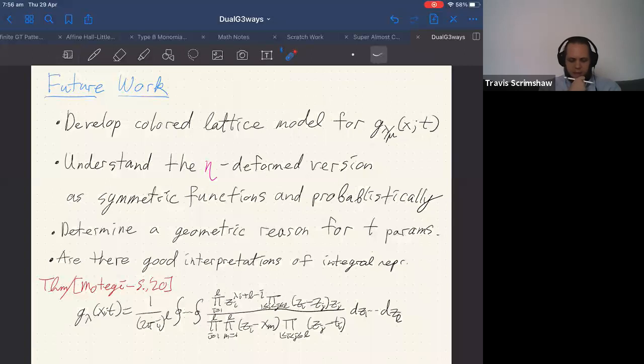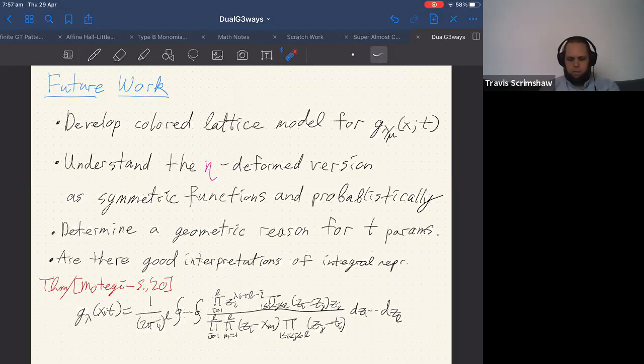And once armed with this, well, getting these Jacobi-Trudi determinant type formulas, I'm not sure how to quite go from that. And this would be something I want to do in the future. I'd also want to understand how these eta-deformed versions of dual Grothendieck polynomials, what they mean, explore some of their properties as symmetric functions. What does the eta parameter mean in terms of the probability theory?